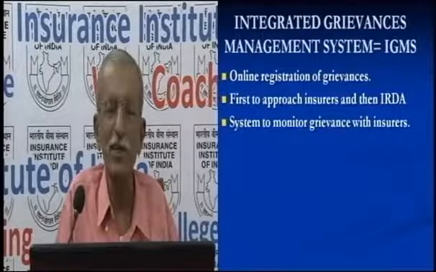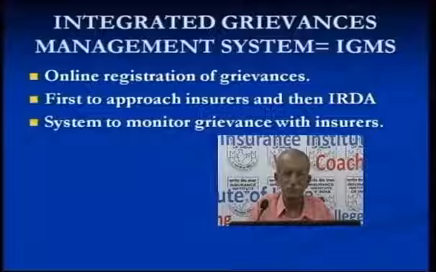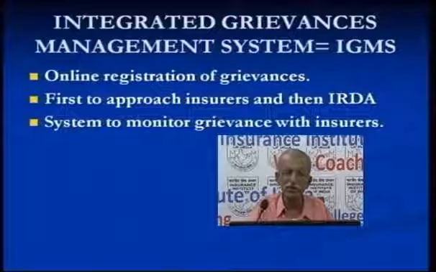We also saw yesterday that IRDA has an integrated grievance management system which is operated online. It allows online registration of grievances, and when it is coordinated with the insurance companies' systems, grievances can be handled in a faster way. But every complainant has to first approach the insurance company, and if the complaint is not cleared or the grievance is not redressed by them or is delayed, then he can approach IRDA. The system, as I told you, monitors grievances with insurers on a day-to-day basis.